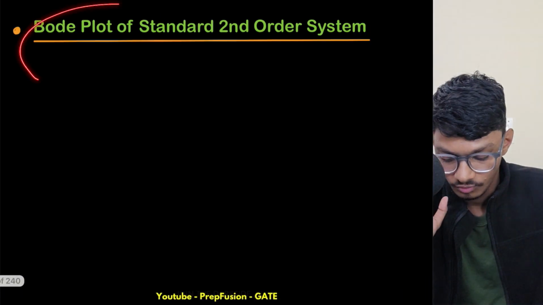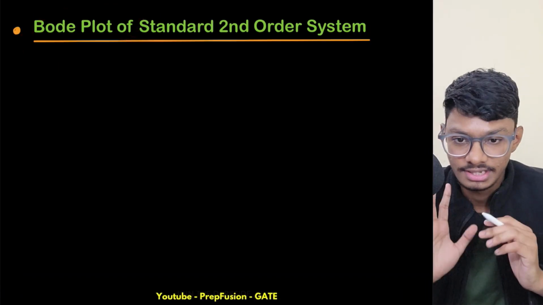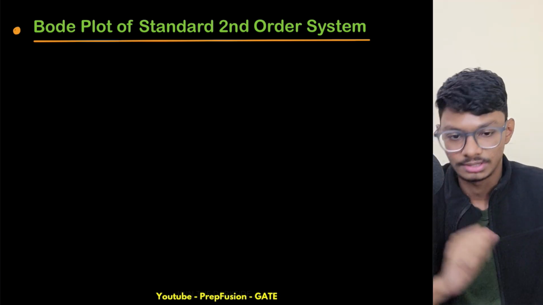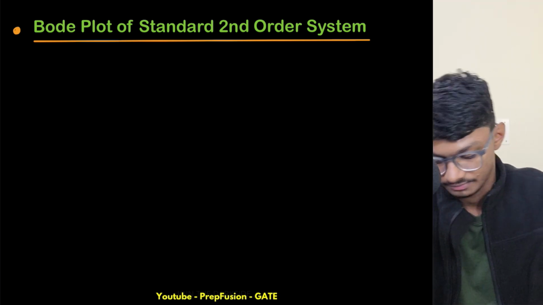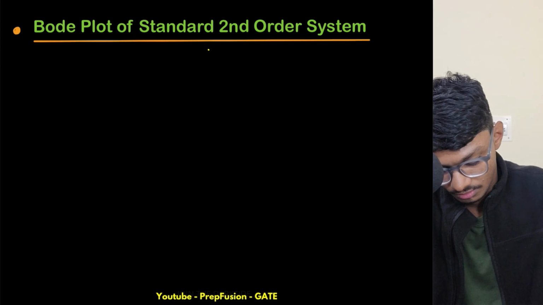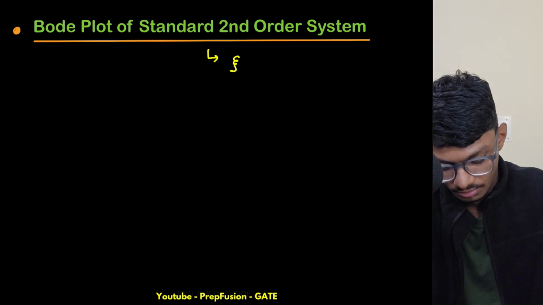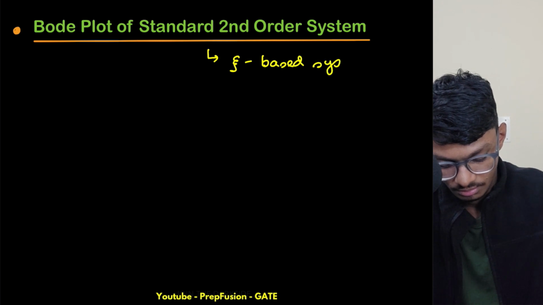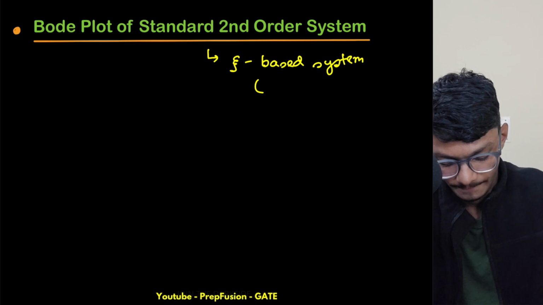Now, what are the Bode plots of a standard second order system? Let's draw. Basically, what we'll mainly do is for a zeta based system, where zeta is between 0 and 1.